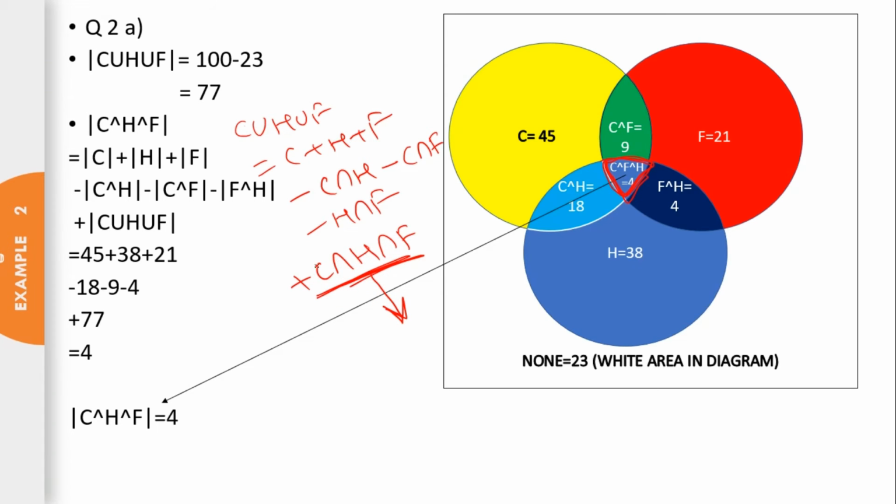This is and, and union is for or. So sportsmen who are playing cricket and hockey and football means they are playing all of these games. That count we just have to find out, and by placing all of the previous values we get that the value is 4.